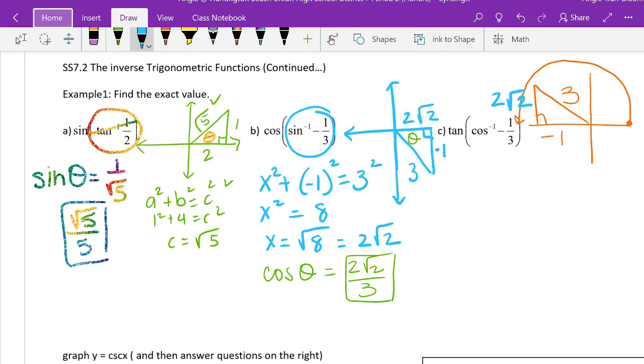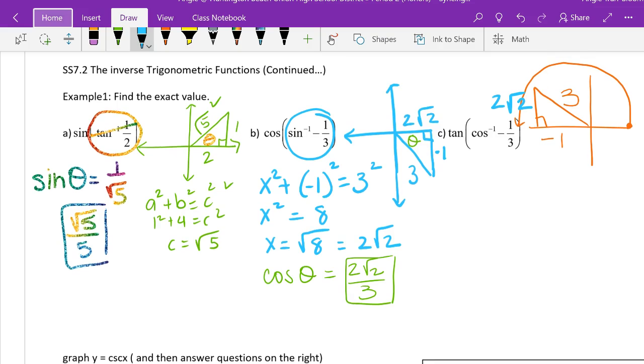Okay. So then tangent of the composite of cosine inverse -1/3 is what? Negative 2 rad 2. Because tangent is y over x, and x is -1. Bless you. Questions at all? No. Are you sure?